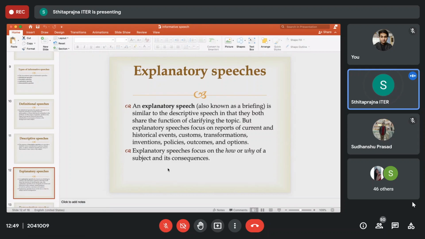Now, the highlight of today's news media is the all-party meet that the Prime Minister is hosting on Kashmir. So, if you want to talk about the Kashmir policies, you can talk about the policies, the outcomes, how and why of a subject, and its consequences. And that comes under explanatory speeches.